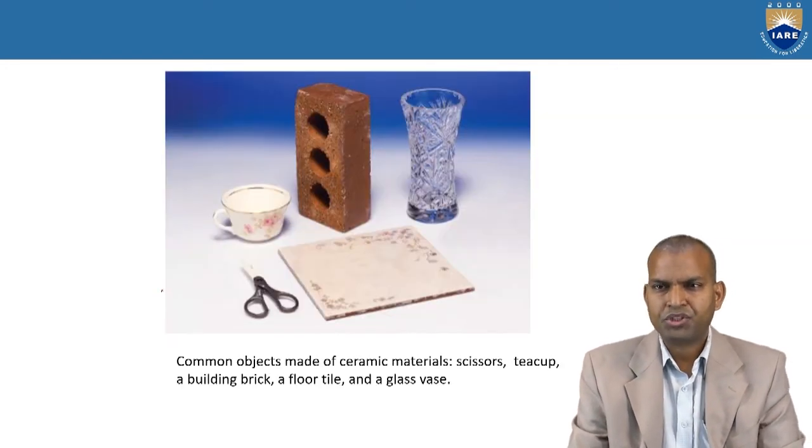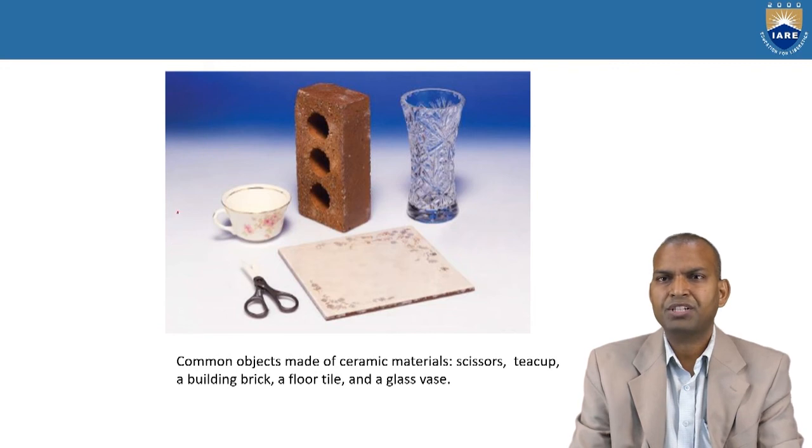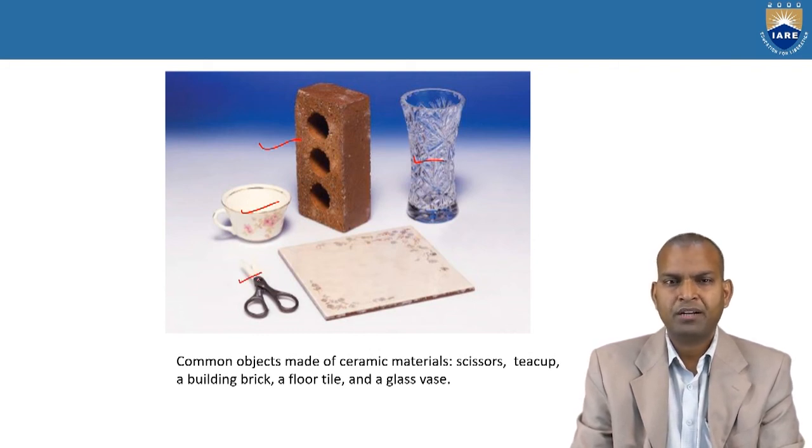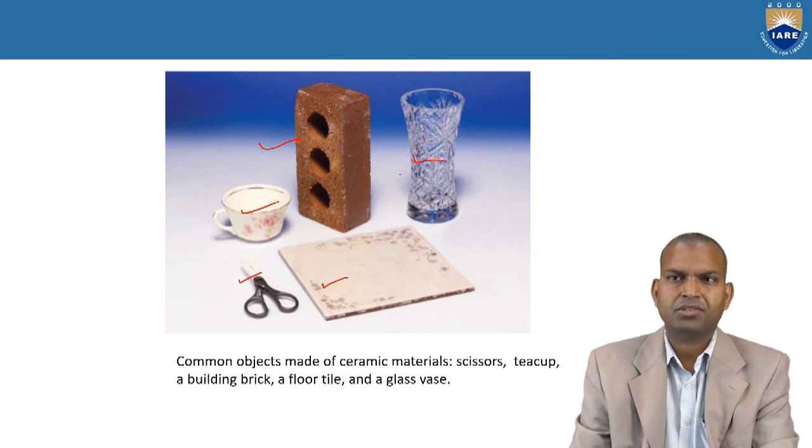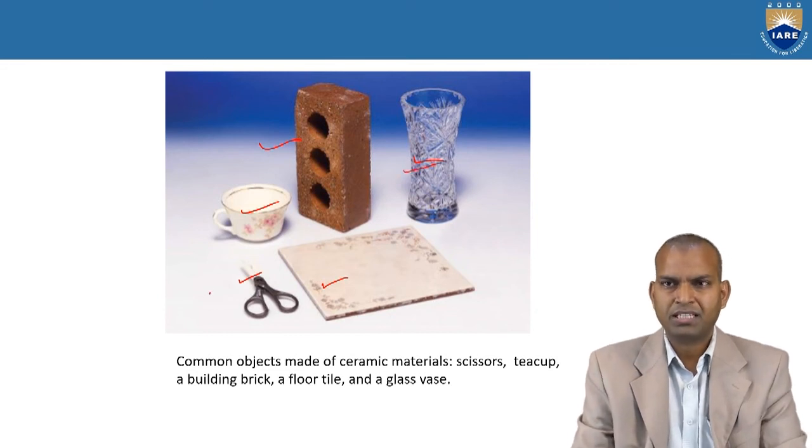Coming to ceramics. What are the ceramics? Ceramic materials are bricks, which come under ceramics. This is also a teacup. The teacup is a ceramic material. A building brick, and scissors, this is also made of ceramic here. Scissors can be made of metals and also ceramics. This is a floor tile and a glass vase. These are all ceramic material examples.